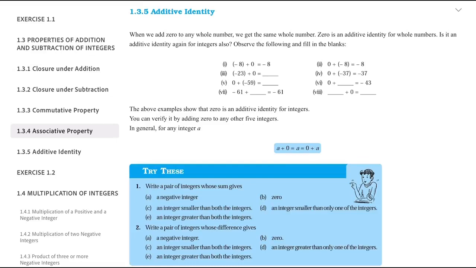Second question is, write a pair of integers whose difference gives: a negative integer, 0, an integer smaller than both of the integers, an integer greater than only one of the integers, an integer greater than both of the integers. So these are the two questions which are given to you as homework.